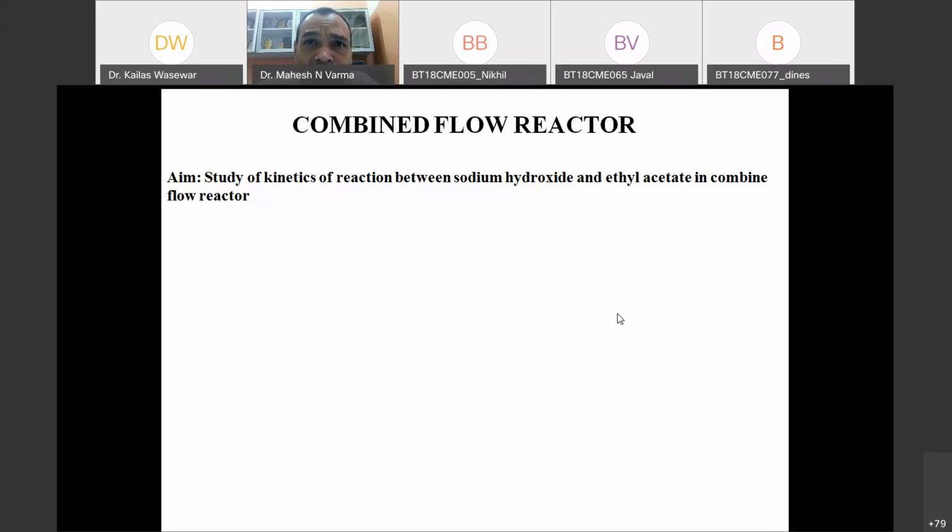In this, we are going to have one lab test also, objective type. Once we have all these 8 experiments, we will have one lab test also, and then at the end we will distribute the marks accordingly, how much for all the experiments and everything. So today we will start with this combined flow reactor, study of kinetics of reaction.